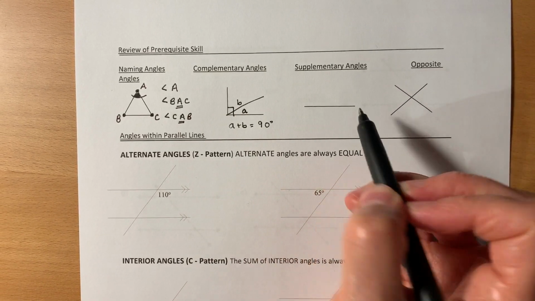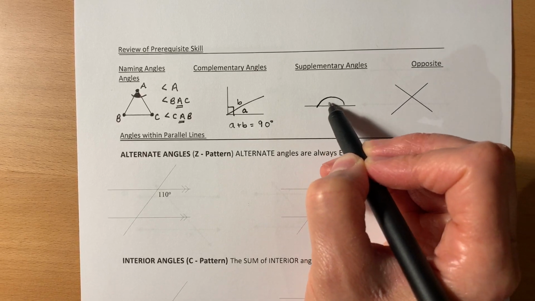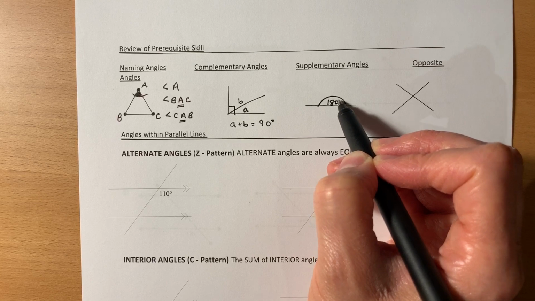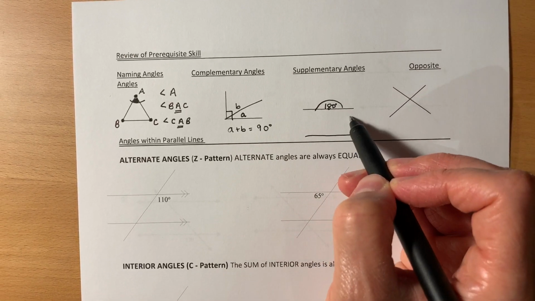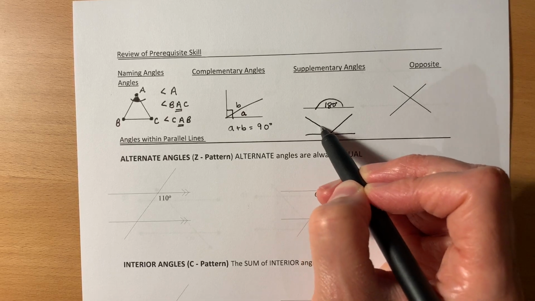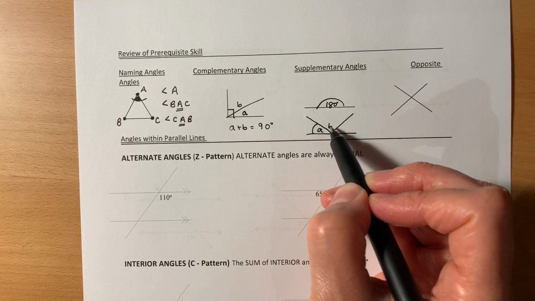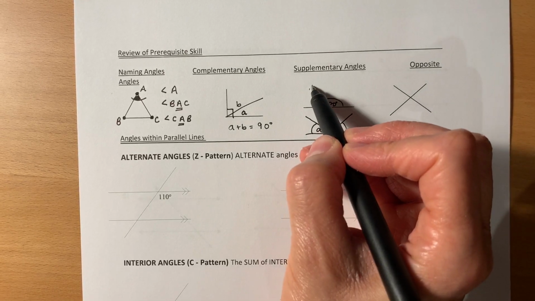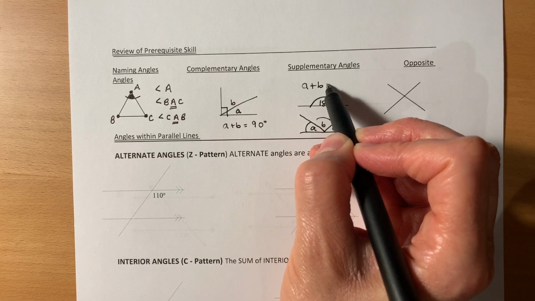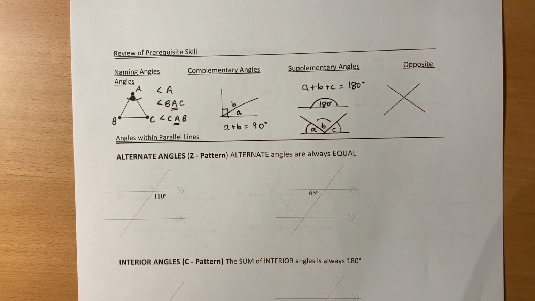Supplementary angles are on the same straight line, right? A straight line is an angle of 180 degrees. So let's suppose I had my straight line and I divided it into 3 sections. So let's suppose I call that this angle A, this angle B, this angle C. If I add up all of those angles, it should equal 180 degrees.